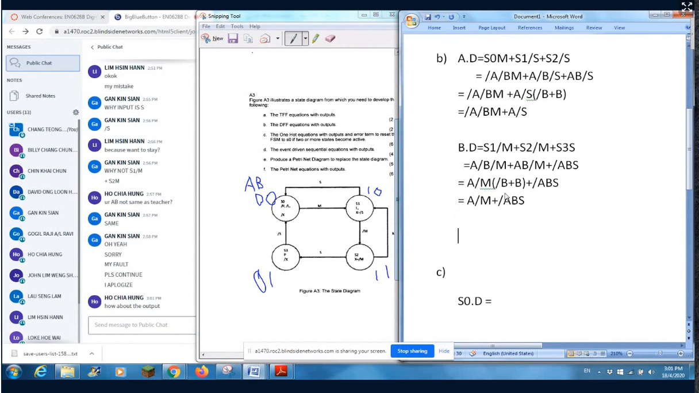Actually for output, you have 3 outputs. For P equals to S3, P only at S3 equals to 1. So S3 is A bar B. And then the next one is L. L is S1.